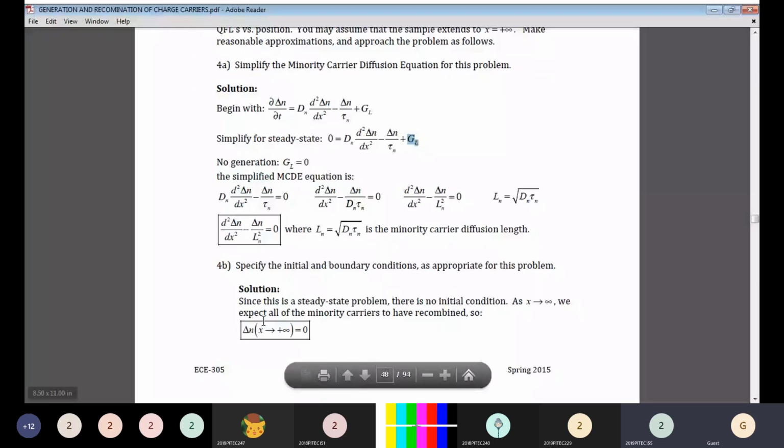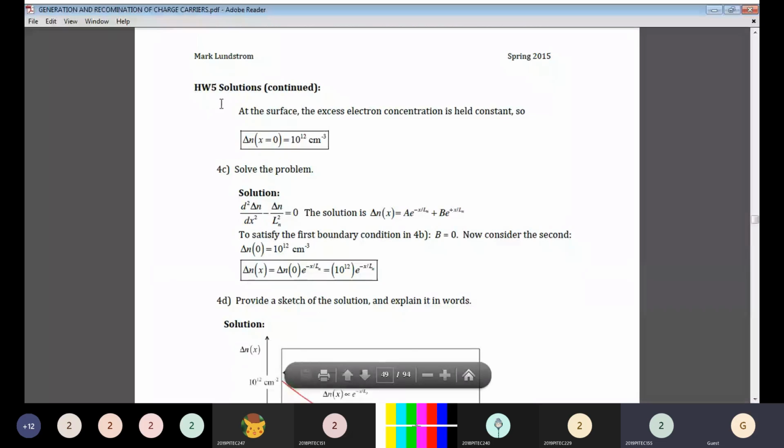Specify the initial and boundary conditions as appropriate for this problem. Since this is a steady state problem, there are no initial conditions. As x tends to infinity, we expect all of the excess carriers to have recombined. So delta n of x tends to 0 as x tends to plus infinity. At the surface, the excess electron concentration is held constant. So delta n of x equal to 0 is 10 to the power 12 per centimeter cube.